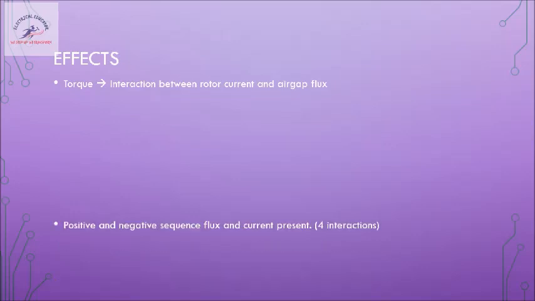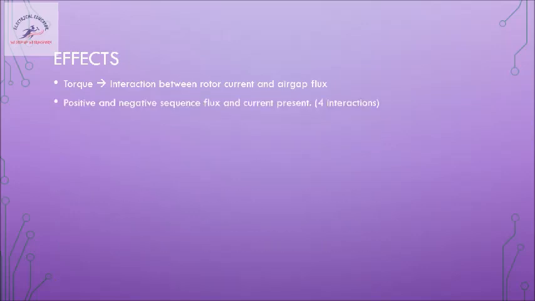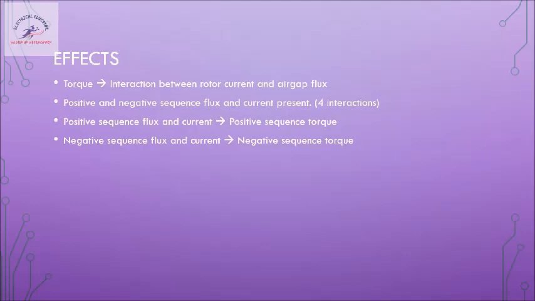So positive and negative sequence fluxes are present here. We have positive sequence and negative sequence currents, and positive sequence flux and negative sequence flux. So four components are present, and when four components are present, there are four interactions possible. Positive sequence flux interacting with positive sequence current, we call a positive sequence torque. Negative sequence flux interacting with negative sequence current, we call a negative sequence torque. These two torque equations we have already seen.